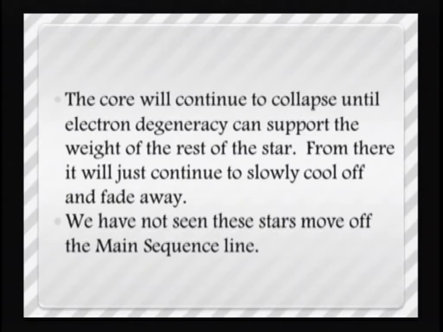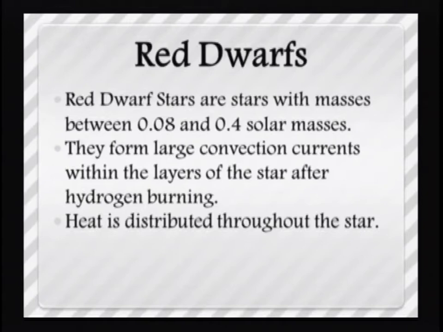And these red dwarfs, we've talked about a little bit. Now we're going back up, and we will eventually get back up to the stars that are very large. They form big convection currents within the layers of the stars. And so you look at the heat that's being distributed to the star from those big convection currents, as compared to what was going on within our sun. You had the core, and you had the radiation zone, and then you had the big convection zone. Well, these red dwarfs are never going to do that. They're never going to be able to set up those layers.